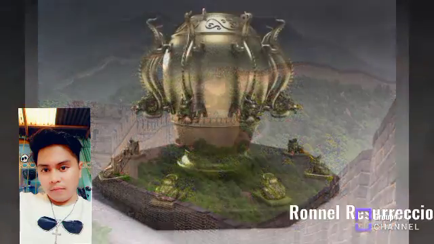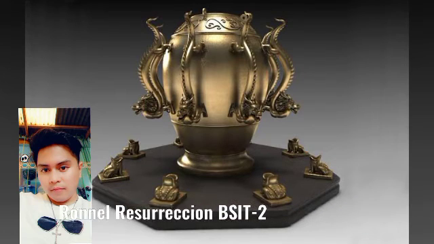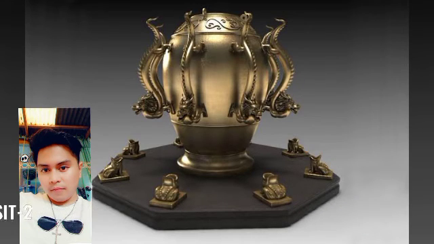I'm Ronel F. Resurrection, and I'm going to report the continuation of our topic. First is the ancient seismograph, or the earthquake machine.